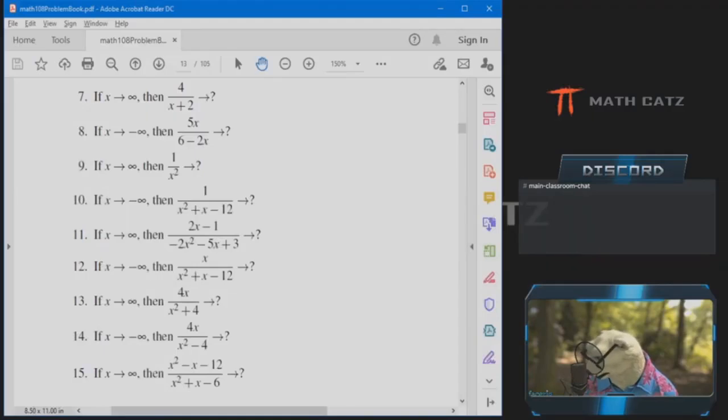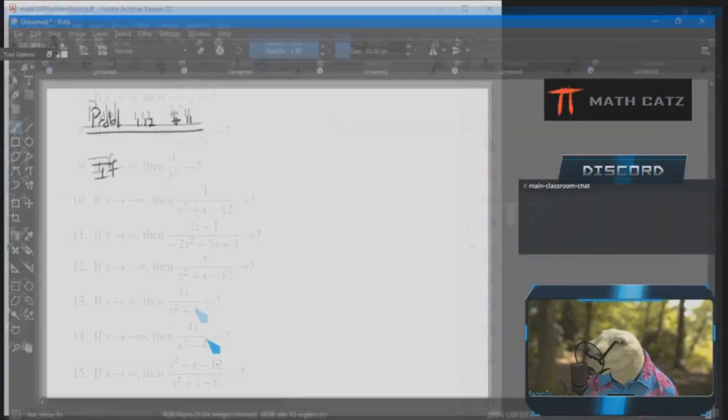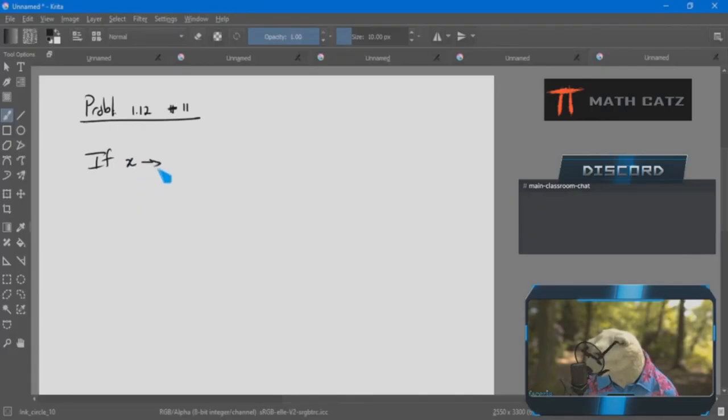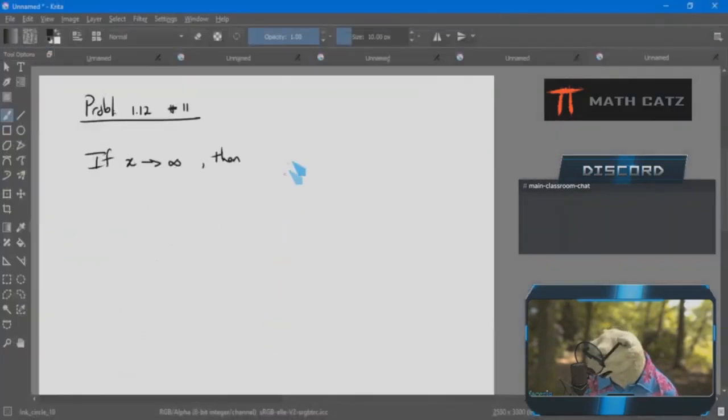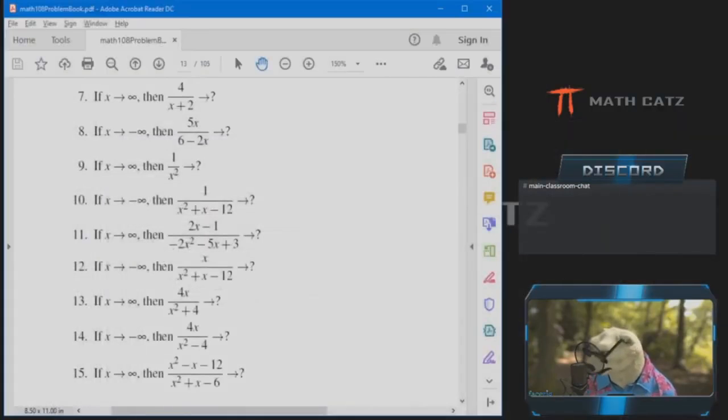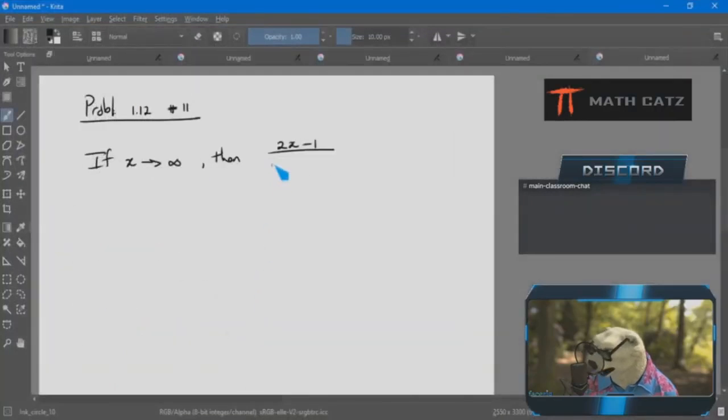Everything I am saying in these early lectures, everything is there to help us later on. 2x minus 1 over negative 2x squared minus 5x plus 3. Don't know why I struggle to remember all of these terms. It's not that hard.